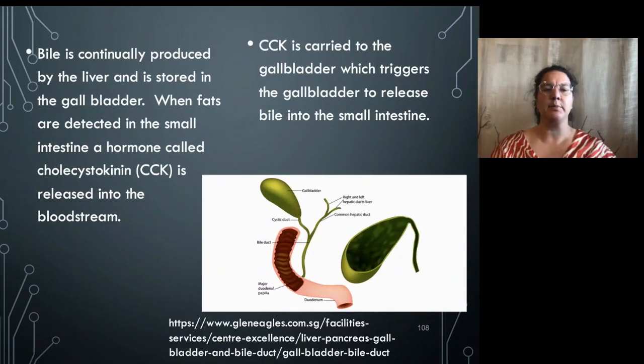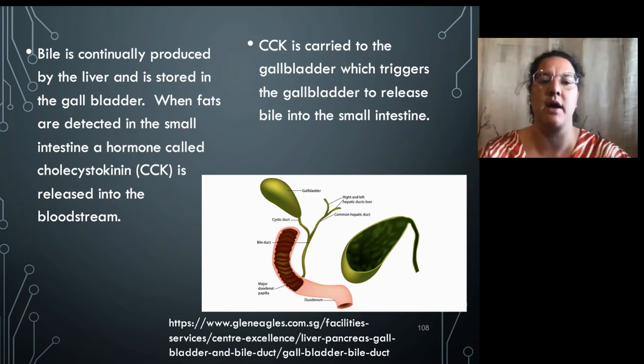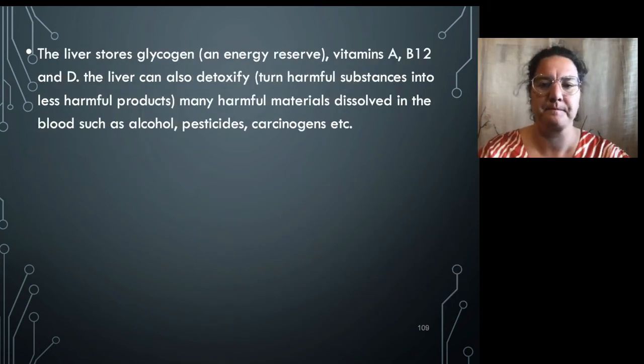It is continually produced by the liver, but it's stored in the gallbladder. And when fats are detected in the small intestine, a hormone called cholecystokinin is going to be released into the bloodstream. Now, this hormone is going to be carried to the gallbladder, which is going to trigger the gallbladder to release bile into the small intestine. This is going to help break down those fat molecules into smaller molecules with more surface area.